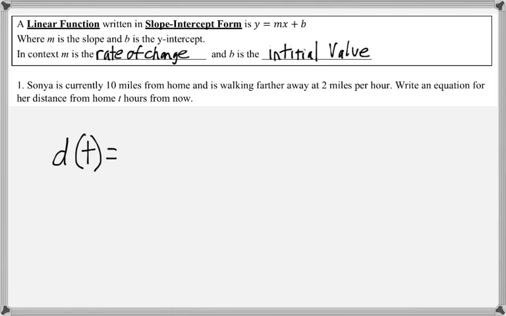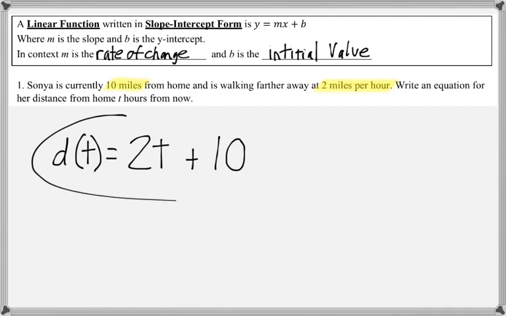And let's use a highlighter. There we go. And she's walking further away from home at 2 miles per hour. So if the rate of change is 2 miles per hour, that's going to be 2 times t. And if the initial position is 10, it'll be plus 10. And this is in slope-intercept form, so this will be our answer.